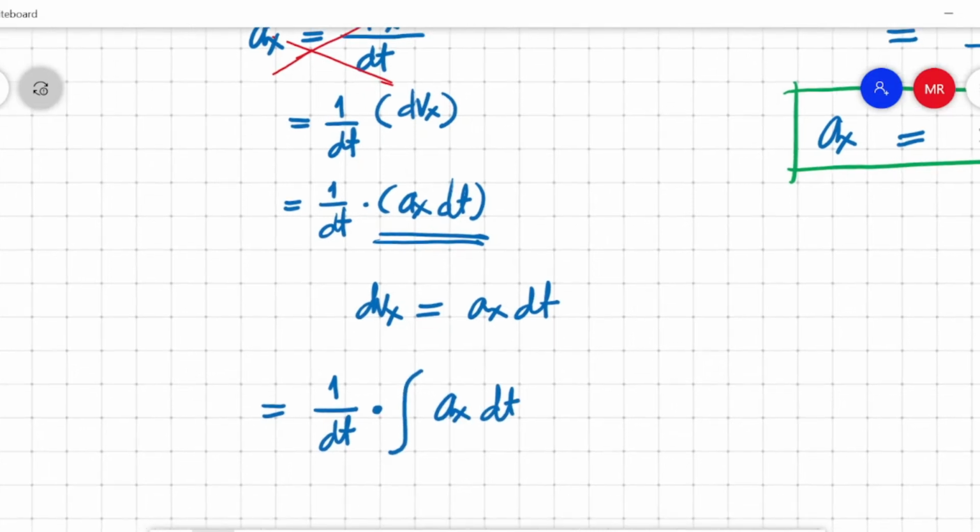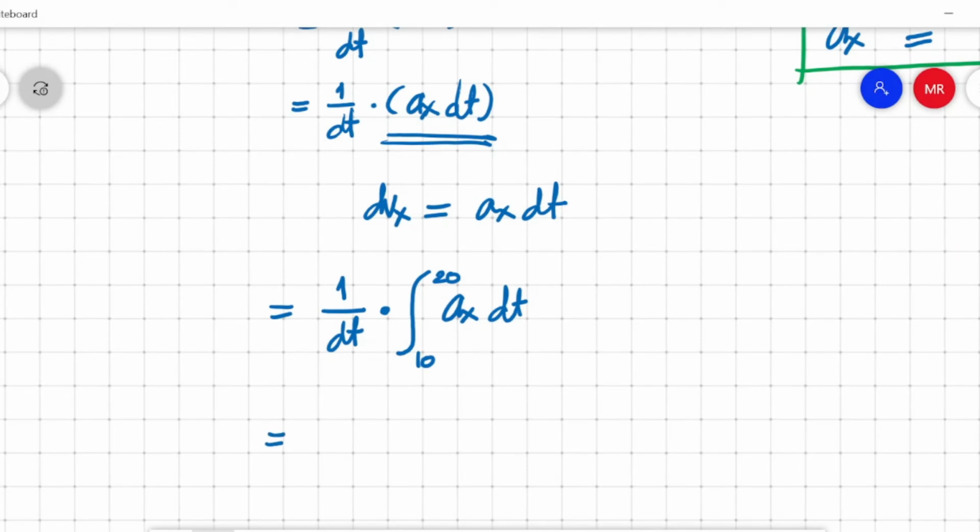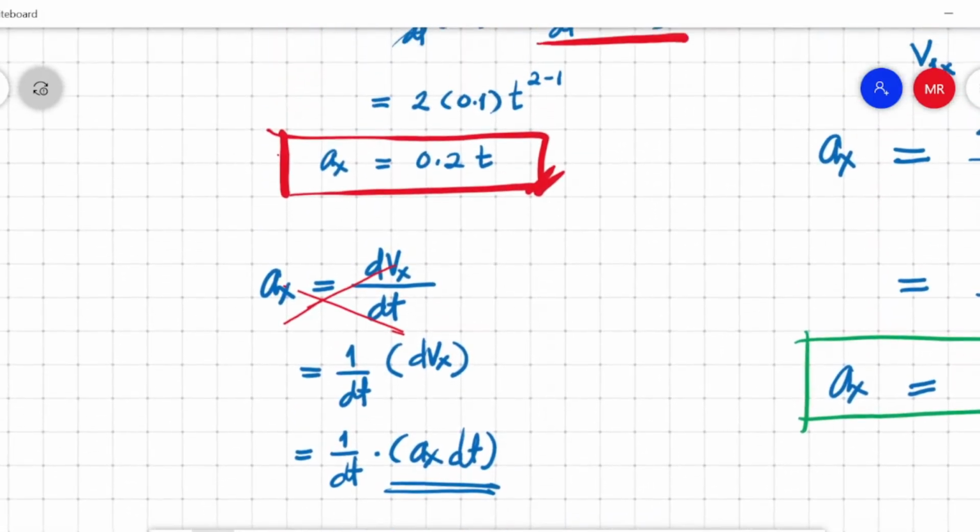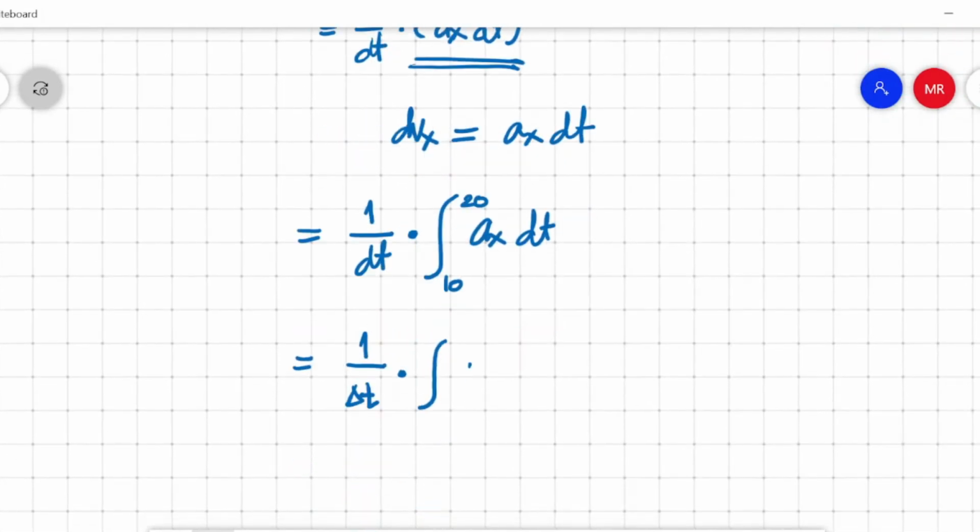So we will have now the limit. The lower limit is 10 seconds to 20 seconds. So 1 over dt is your change in time. This is your delta t, which is also equal to 20 minus 10. We'll have that later. Times the integral of our acceleration function, in which our acceleration function is 0.2 t. Okay, we have 0.2 t dt. Again, from 10 to 20.